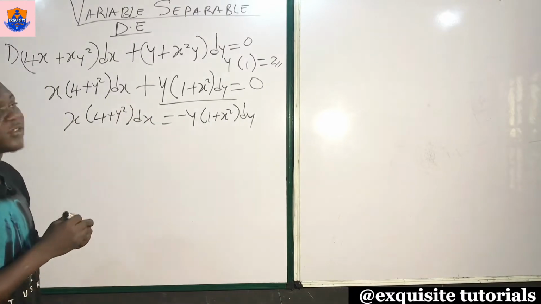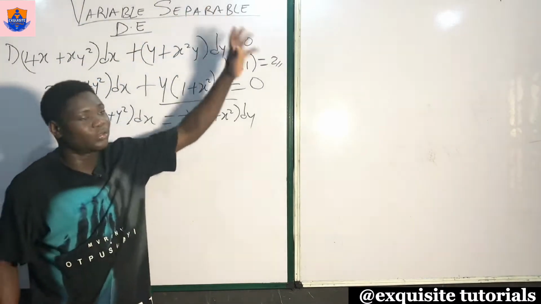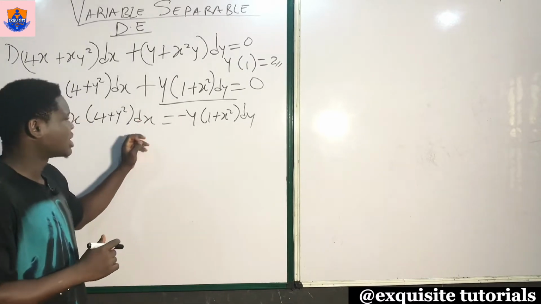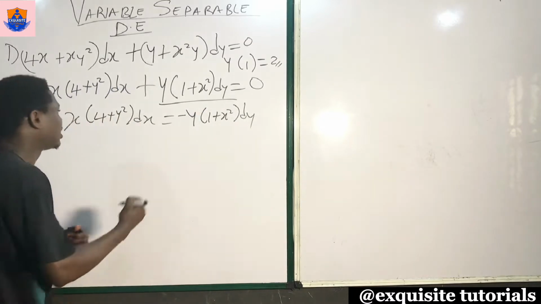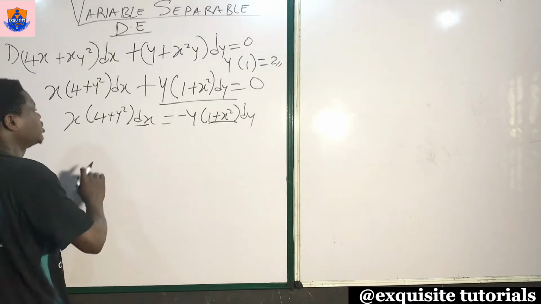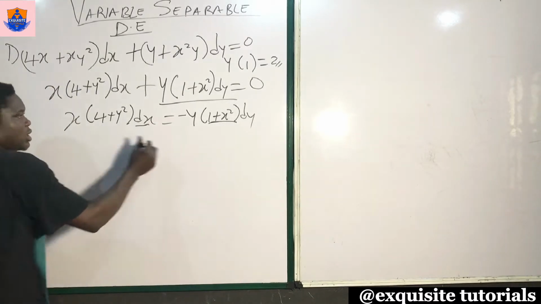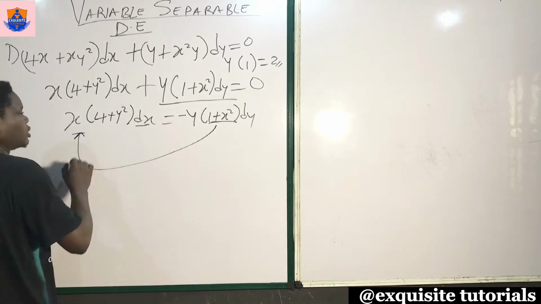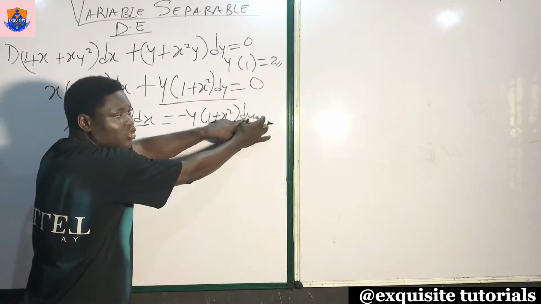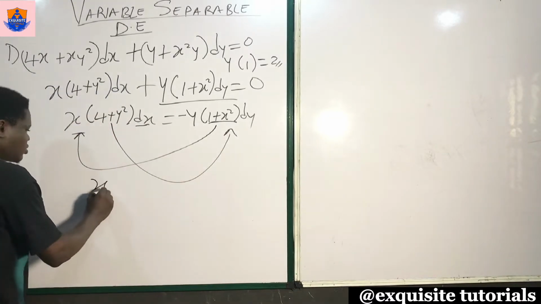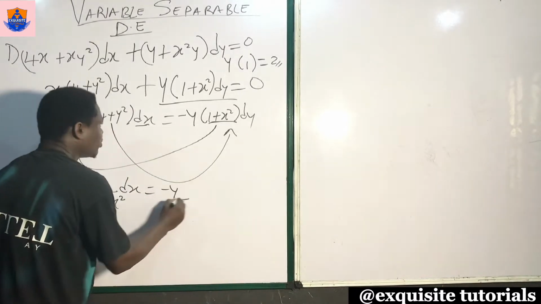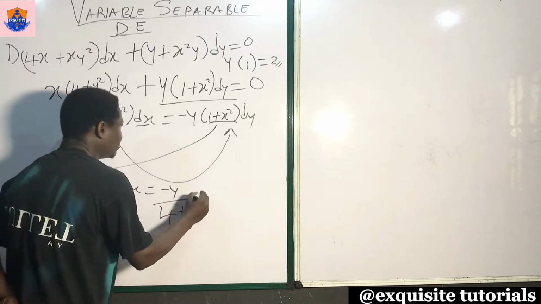Now, we want to separate variables. Mind you, we are doing variable separable differential equations. All functions of x should go to dx and all functions of y should go to dy. I want this function of x to come here and this function of y to be here. So I'm going to take this and bring it down, and this guy, which is a function of y, will also come down to meet this. y will remain because it's already close to dy. So I'm going to have x over 1 plus x squared dx is equal to minus y over 4 plus y squared dy.